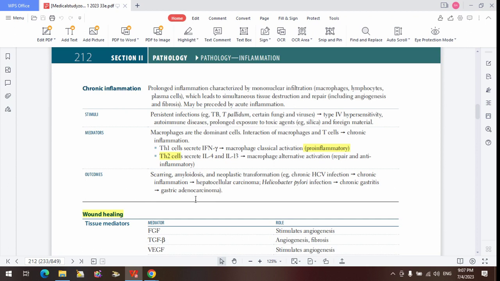Overproduction of serum amyloid A as the acute phase reactant. Thank you, Dr. Precious. Overproduction of serum amyloid A as an acute phase reactant, which will further misfold and lead to amyloid deposit.